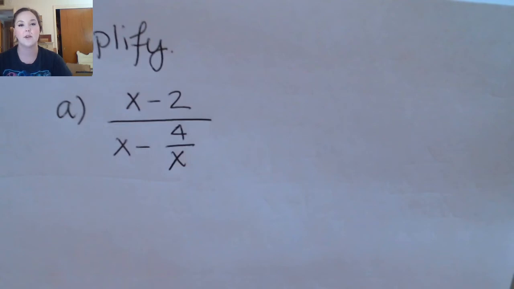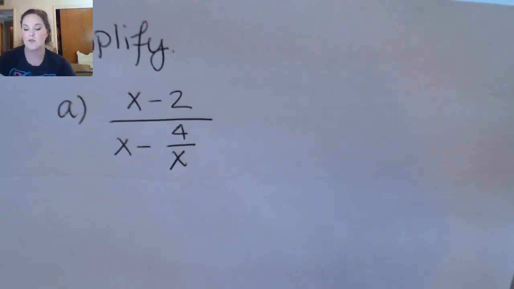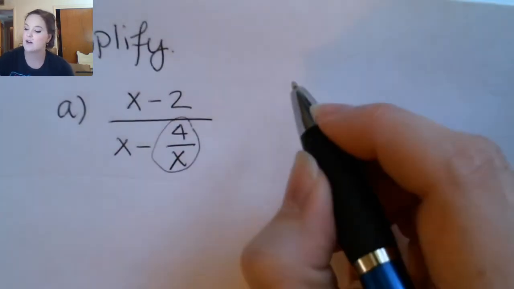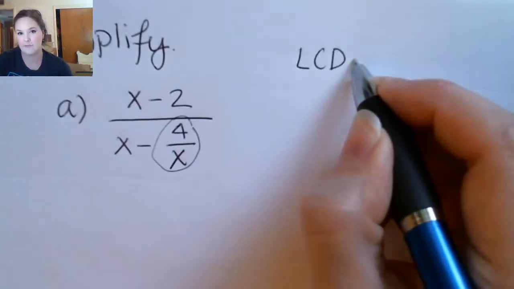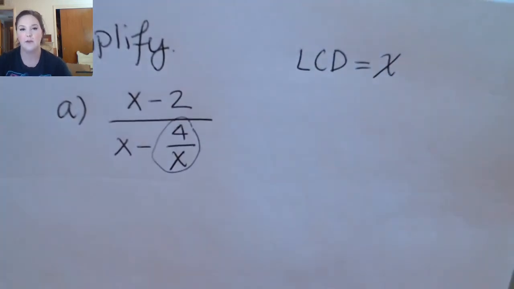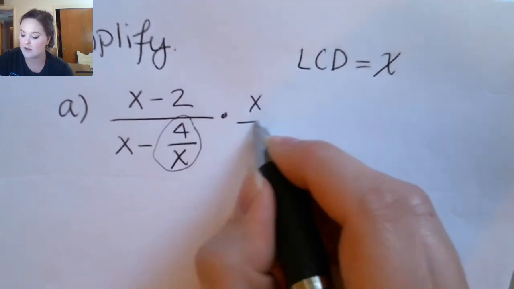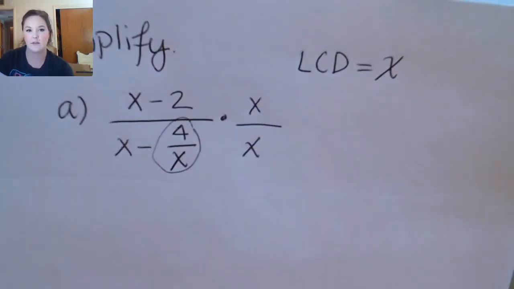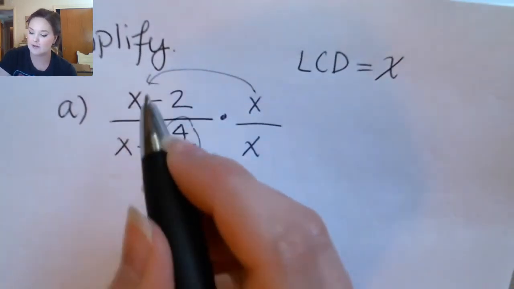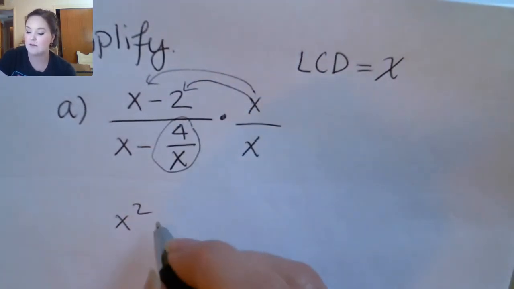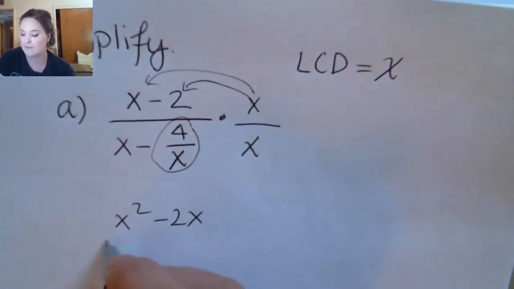Okay, so here's our first example. The only small fraction is this, which means that our LCD is going to be x. Now I'm going to multiply in the numerator and the denominator by x. So x times x is x squared. X times -2 is -2x.